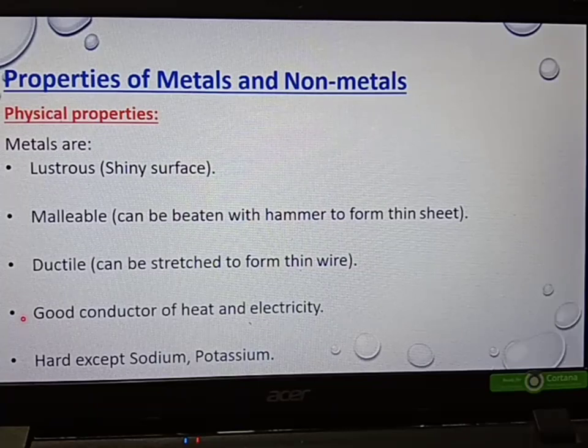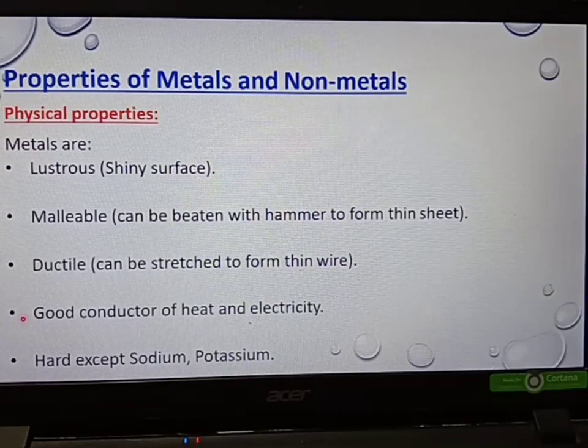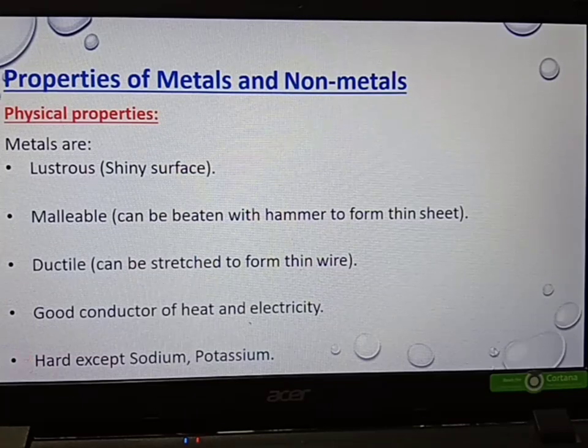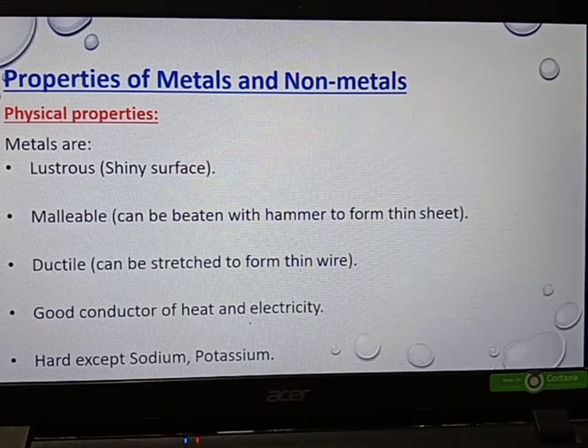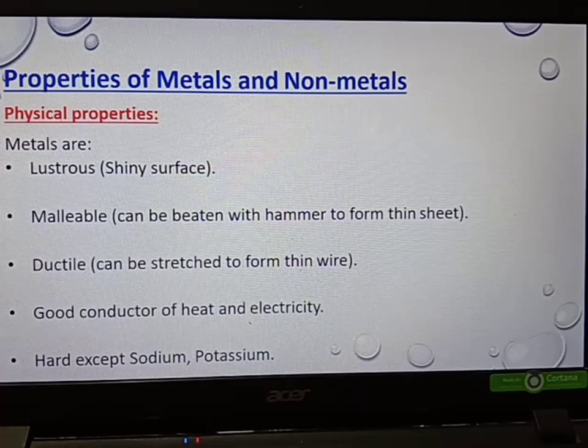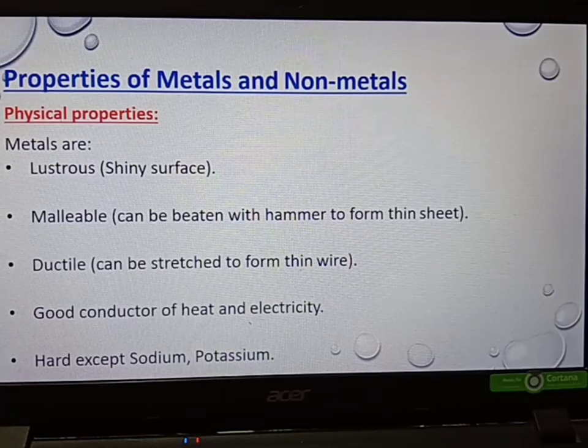Next property, generally children, metals are hard. Metals are hard, that means metals are strong enough. They can hold large weight without breaking, or you would say without snapping. For example, iron metal is really very strong, and due to this property of iron, it is used in the construction of bridges, buildings, and all. Though most of the metals are hard enough, sodium and potassium metals are not that strong.